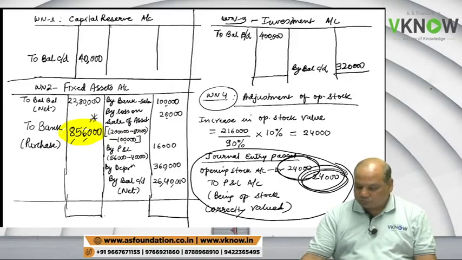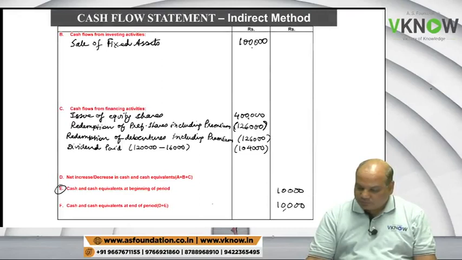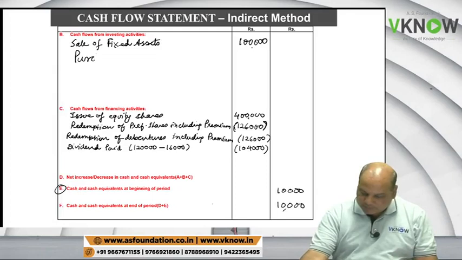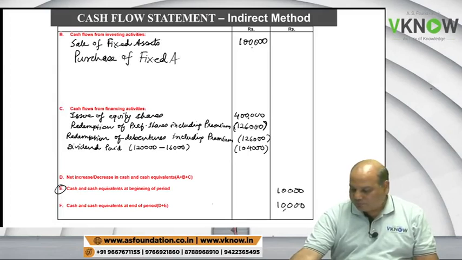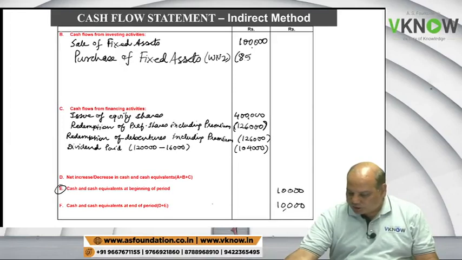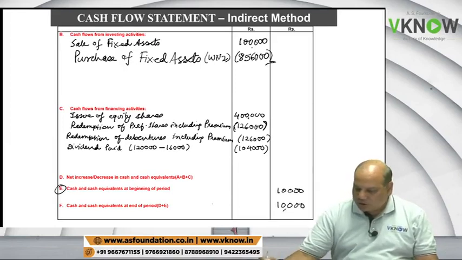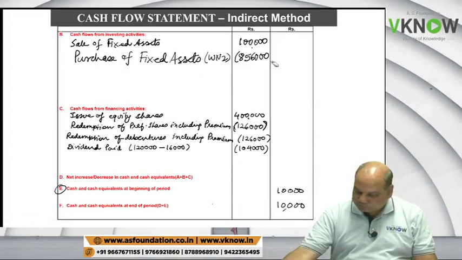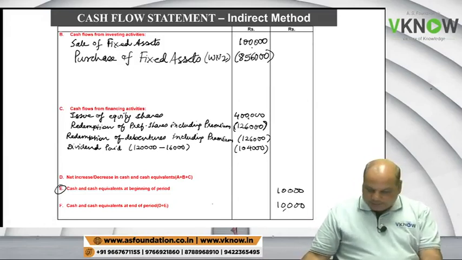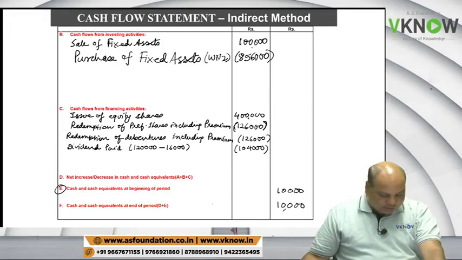8,56,000. Purchase of fixed asset 8,56,000 in investing activity. Tanya is right. Purchase of fixed asset, working note 2, in bracket 8,56,000. 8,56,000. Chaurasia is also right. Okay, now we'll come to adjustment number D.